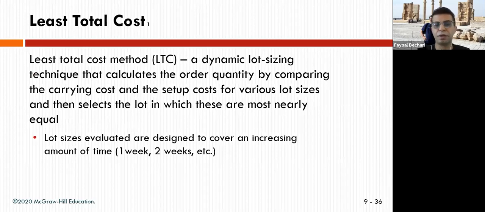Now, we have another thing here we need to take into consideration, which is the least total cost method, a dynamic lot sizing technique that calculates the order quantity by comparing the carrying cost and setup cost for various lot sizes and then selects the lot in which these are most nearly equal. In other words, lot sizes evaluated are designed to cover an increasing amount of time: week 1, 2 weeks, and so on.